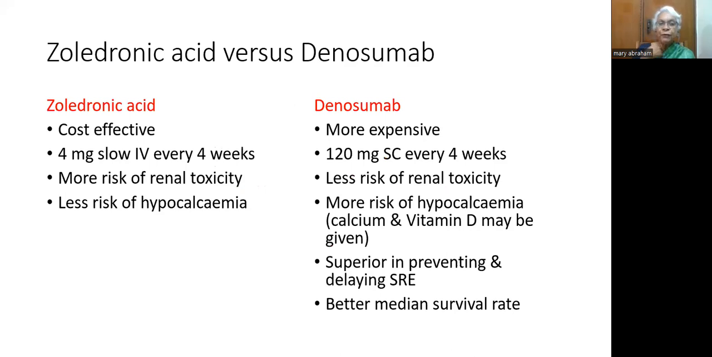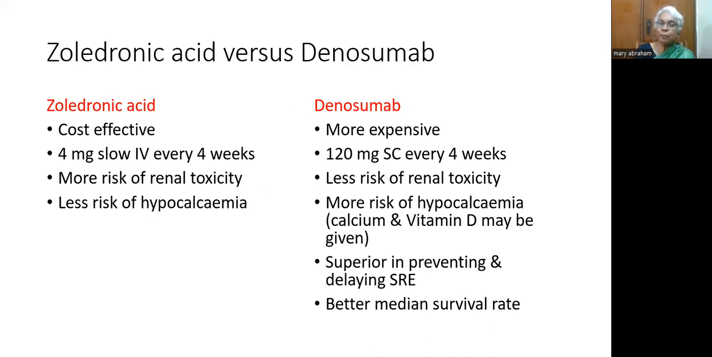So the drug that we are using is the bisphosphonate zoledronic acid. It is more cost-effective than denosumab. It is given as an IV infusion every 1 month. You have to give 4 milligrams IV. There is more risk of renal toxicity and less risk of hypocalcemia.